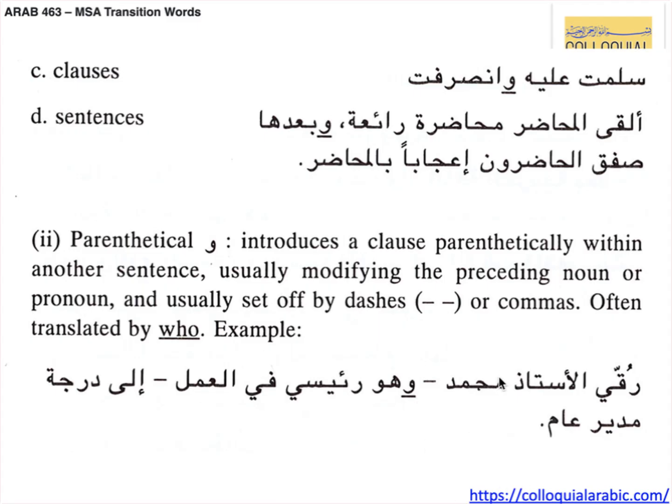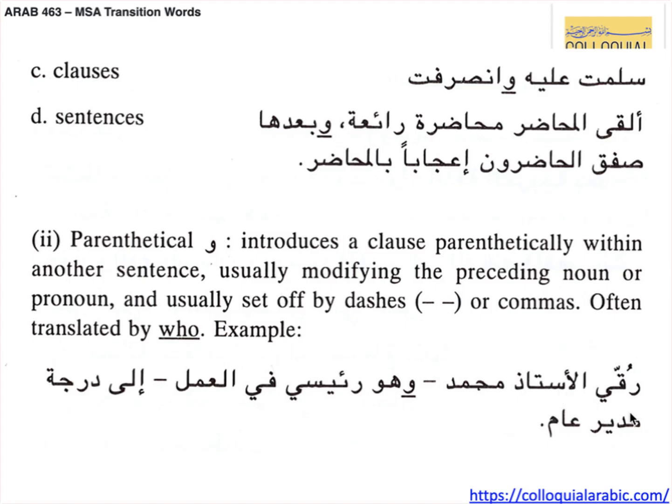So here you will see that the parentheses are usually set off by dashes, like two dashes over there. They might be set off with commas as well. This is a more explicit style of expressing parentheses within a sentence. So it introduces a clause in parentheses within another sentence, which usually modifies the preceding noun or pronoun, and this is the way it separates, and it is often translated by who.